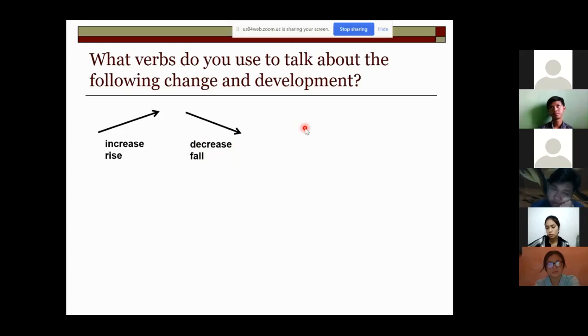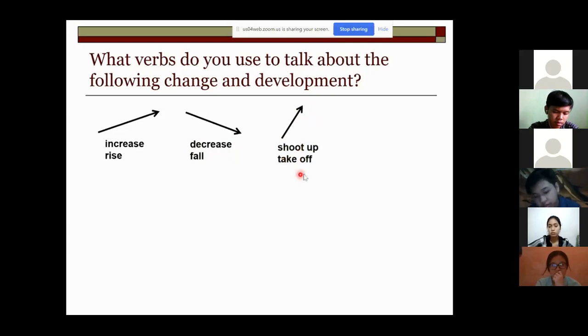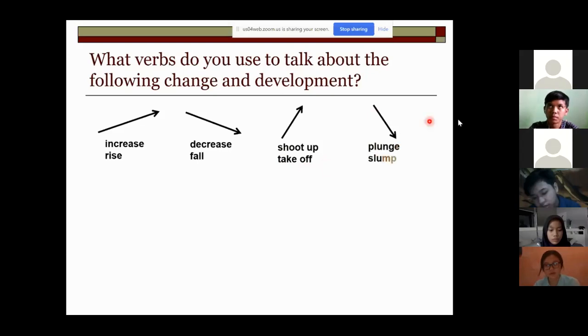Okay, and then what about this one? It increased, but so sharply. How to say that? Yes, you may say it shoots up or it takes off. It's like the plane, right? Okay. What about this one? The opposite of shoot up or take off. Yes, it's plunge or slump. The condition that it's down sharply. Okay.